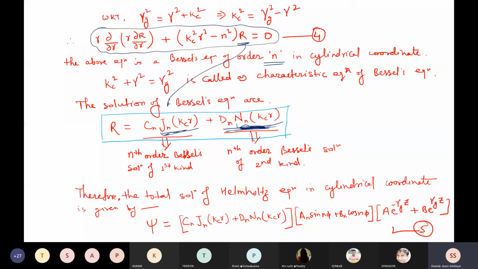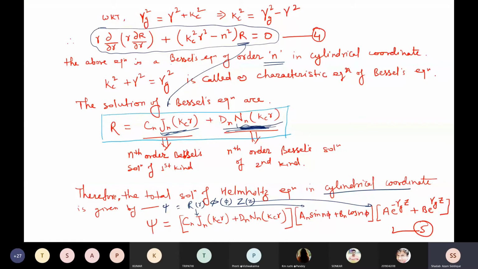Now you can see the overall Helmholtz equation for the cylindrical coordinate comes out to be psi is equal to R of r, into phi of phi, and Z of z. We will substitute R of r here, phi of phi here, and Z of z in this equation, and we can have only one term, whether it is in a positive z direction or a negative z direction. We will see. We will apply the boundary conditions also, and try to reduce this term, as we did in the rectangular coordinate system.